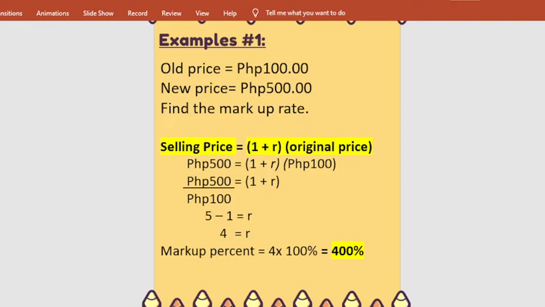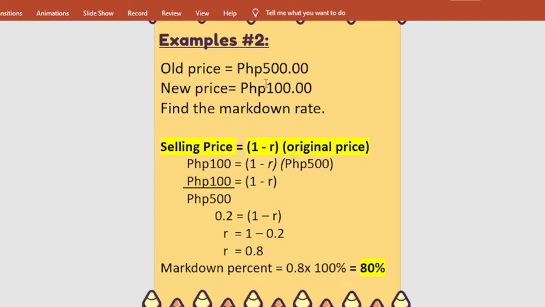Okay? Next, number 2, example. Let's say the old price is 500, and the new price is 100. We are going to find the markdown rate using this one. So, markdown rate siya. So, it means yung markdown rate equation ang ating gagamitin.